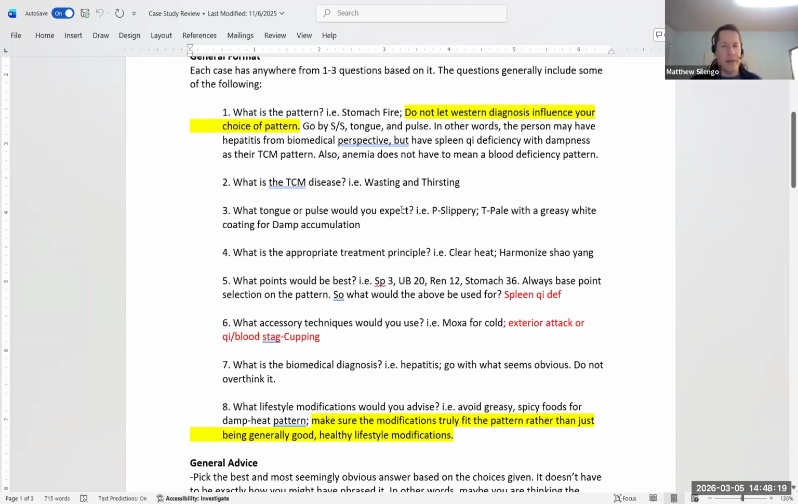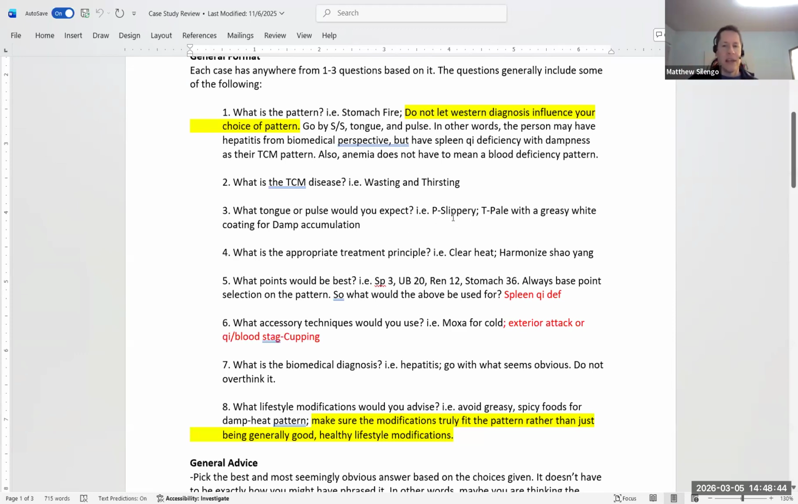The tongue and the pulse. Sometimes in the case, they'll give you the tongue, but not the pulse, or vice versa. They'll give you the pulse and not the tongue, and they'll ask you for the other one. They'll give you a case, chief complaint, signs, symptoms. Maybe they give you the tongue or they give you the pulse, and then they ask you what you think the missing one would be.